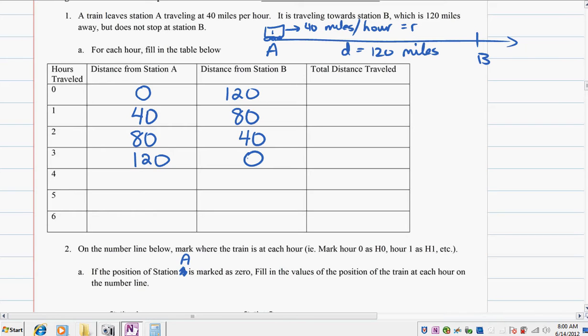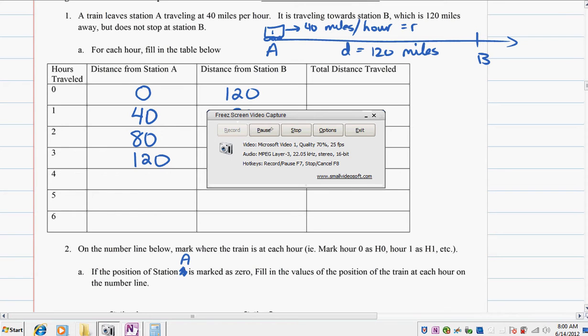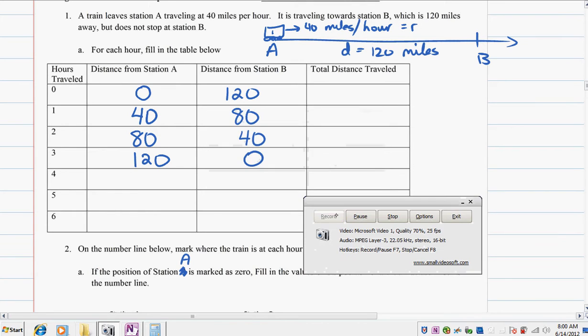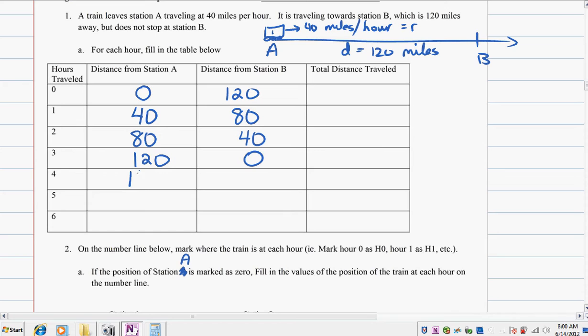But now, hour 4, after 4 hours, we've gone 160 miles, and as you can see there's a pattern here. We keep adding 40, so I'm just going to keep adding 40 here. But now I've gone to 0. I'm not going to go to negative 40, right? Because how far am I away from B after this amount of time? Well, I've gone 160 miles, so I'm 120 plus another 40, so I'm now 40 miles past B.